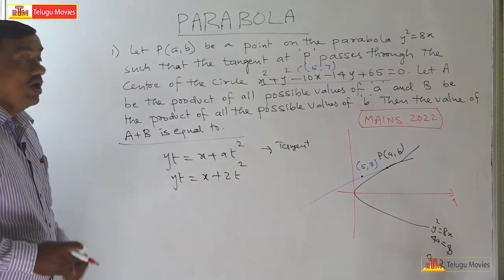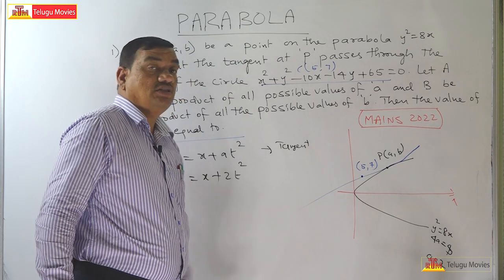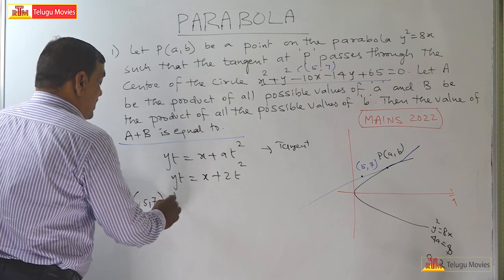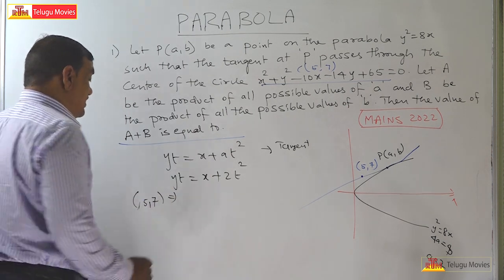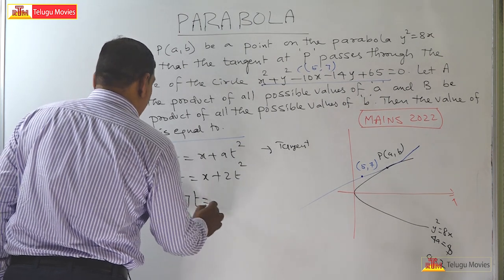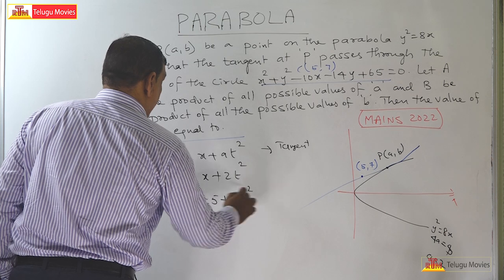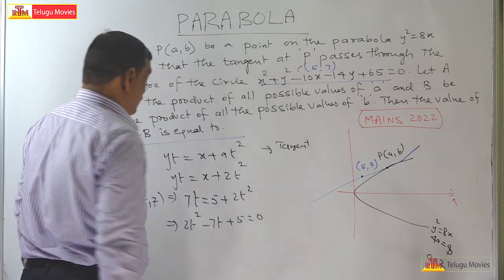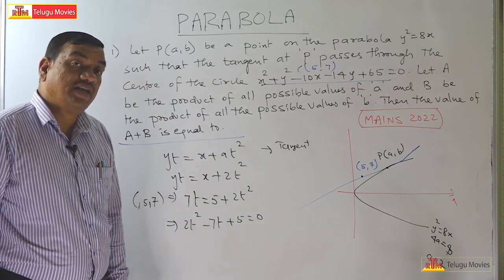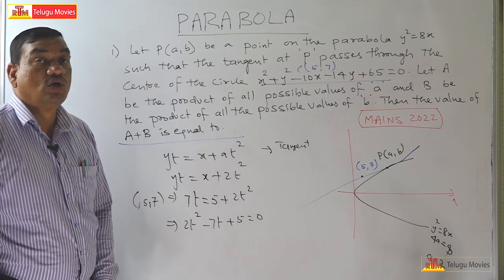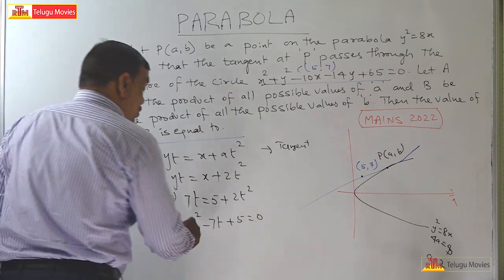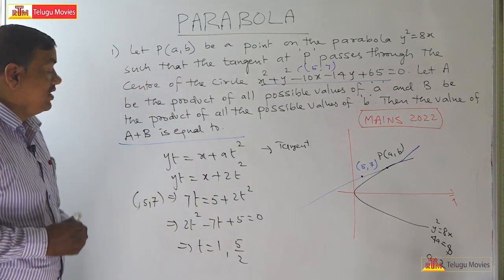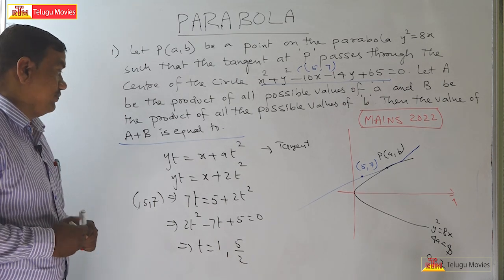Now it is given that the tangent passes through the point (5, 7). That means substitute this (5, 7) in the tangent equation. So 7t is equal to 5 plus 2t square, that is 2t square minus 7t plus 5 is equal to 0. This is a quadratic equation in the variable t. Now let us solve it. Factorizing it, you will get t value 1 or 5 by 2.